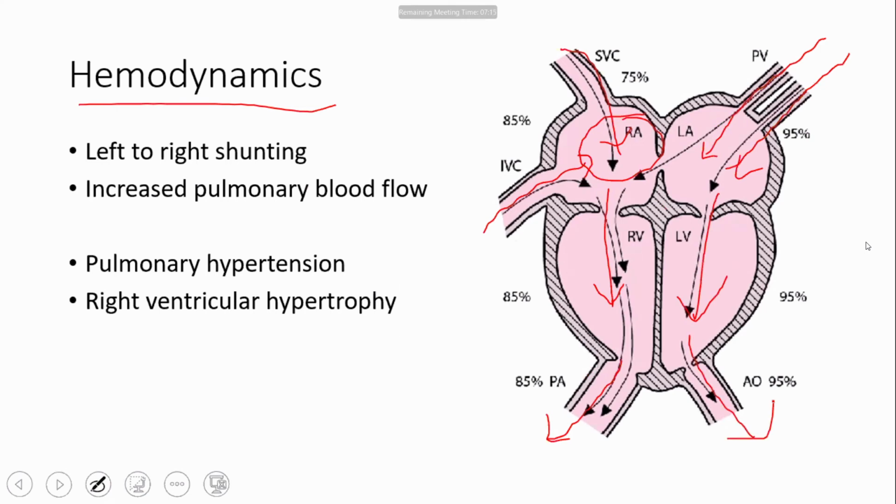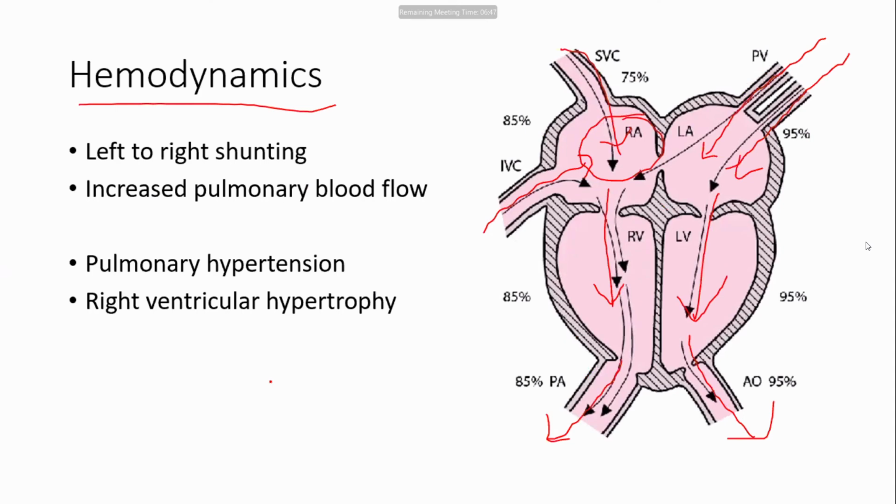So what happens when there is an ASD? You should know the right atrium pressure and the left atrium pressure. Can anyone tell me which one has higher pressure, right atrium or left atrium, normally? Left atrium. Left atrium, very good. Similarly the left ventricle has higher pressure than the right ventricle.